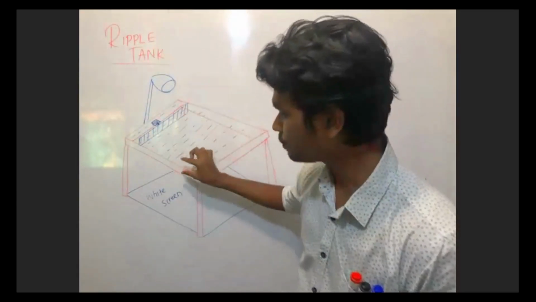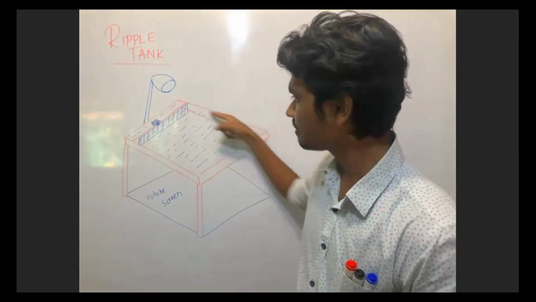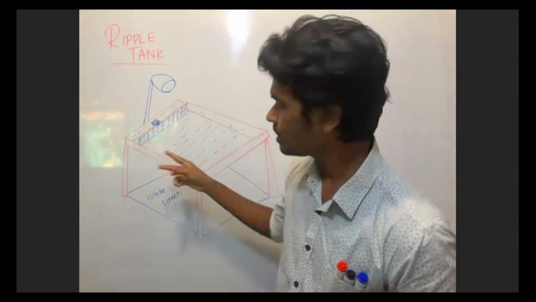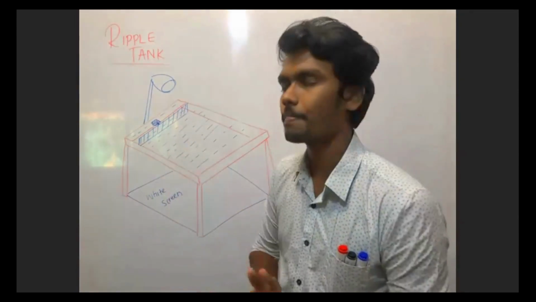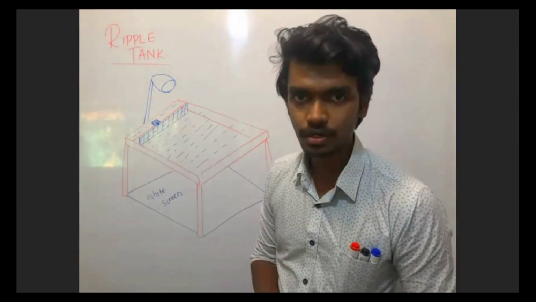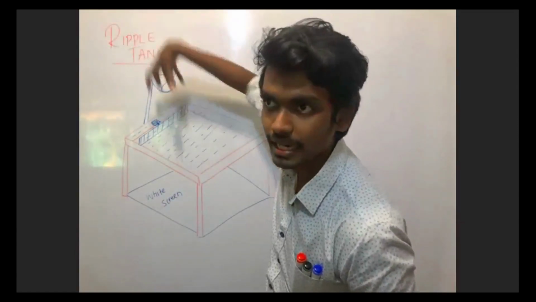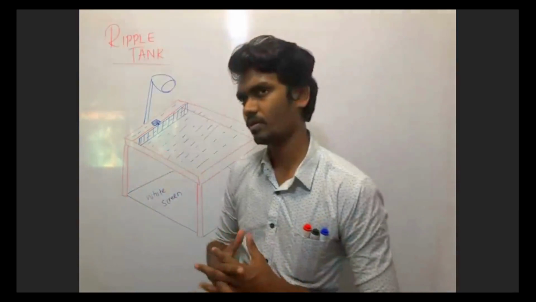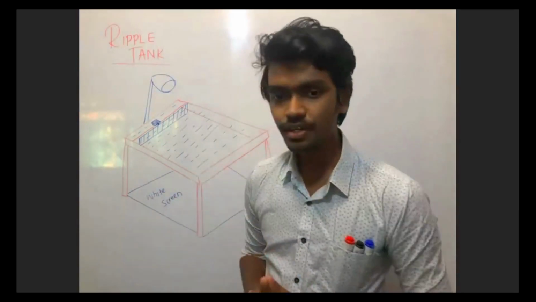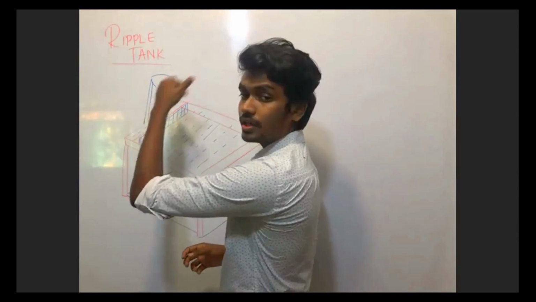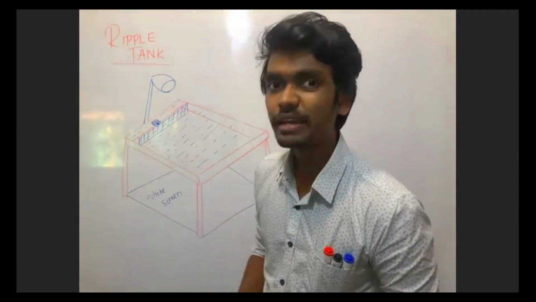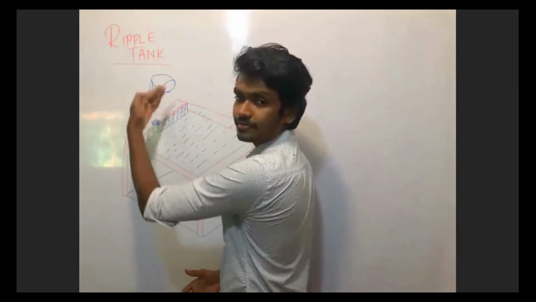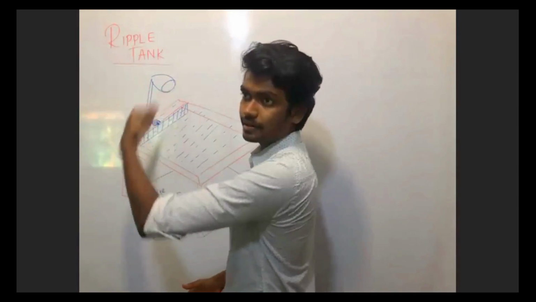You will have to fill this cubic region with a very small amount of water. It is very shallow, not very deep. You fill that with water. From the top, a light is turned on. Next, what you need to do is turn on the vibrator. So what will happen? It will oscillate.